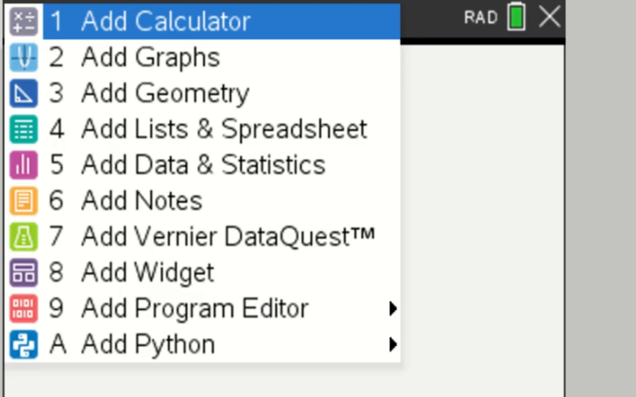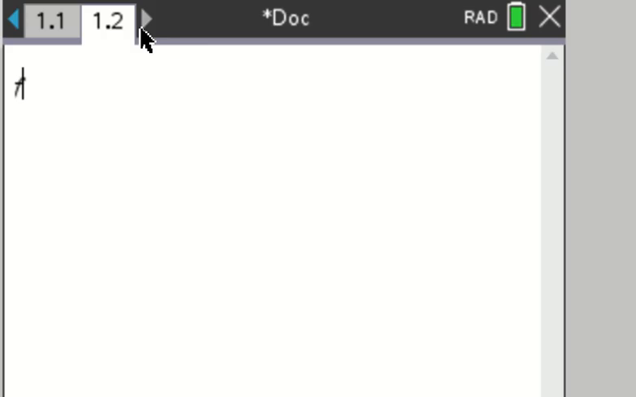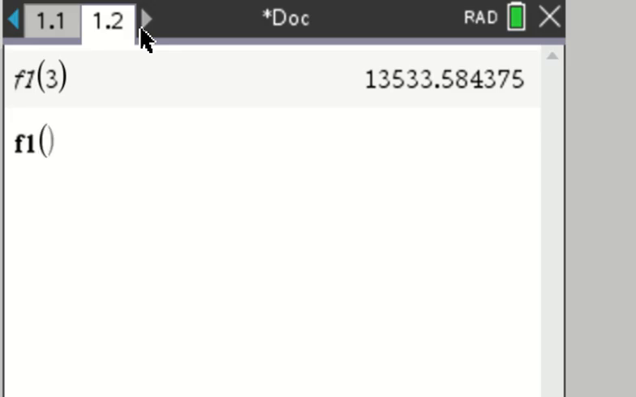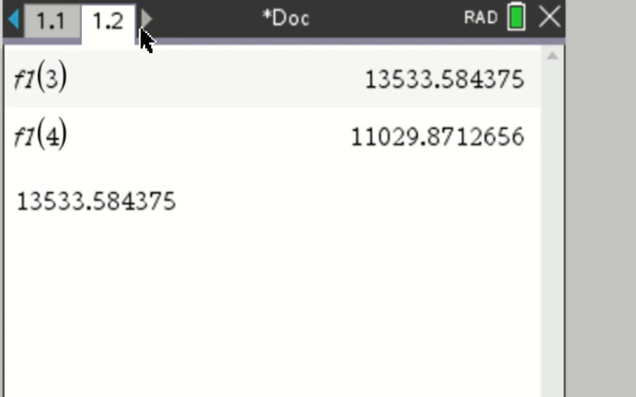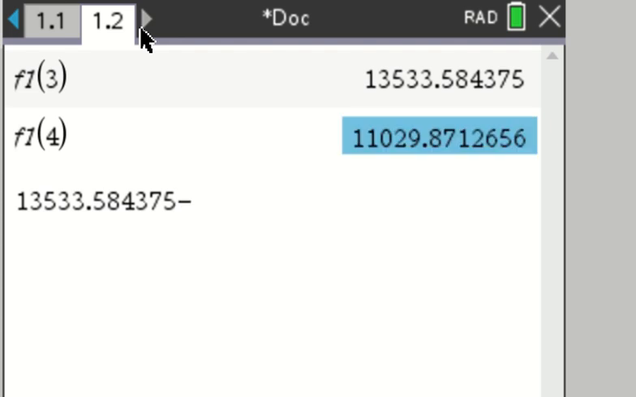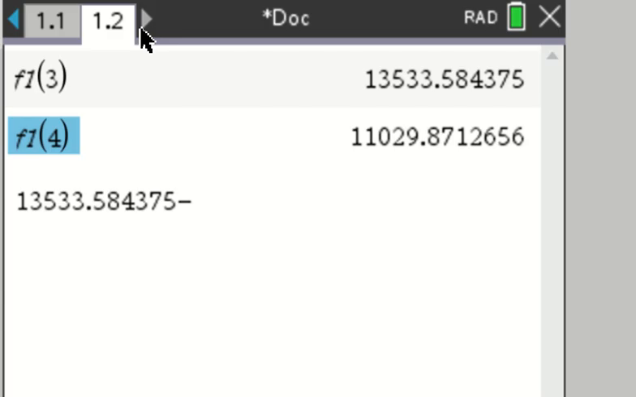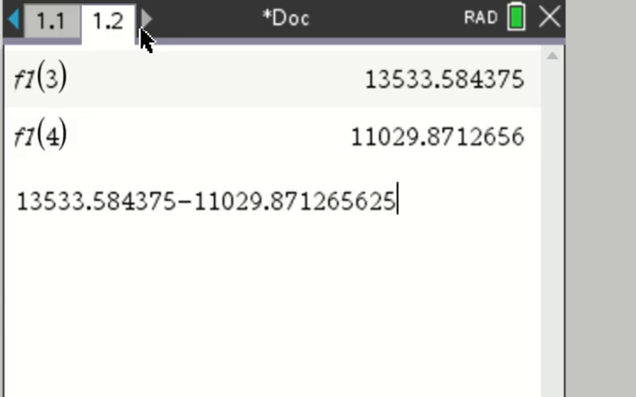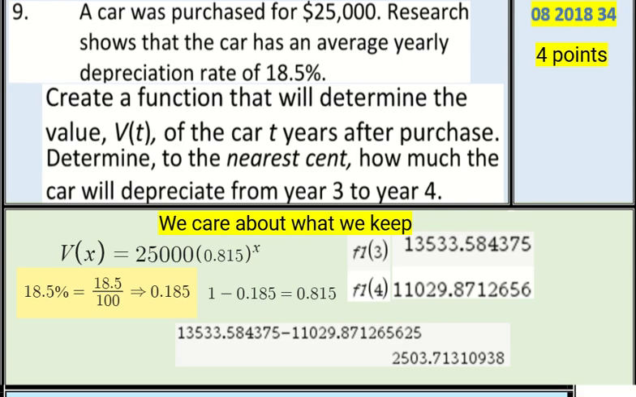Control dot, add a page, and add a calculator. So if I put in F1, that's our function for the depreciation of 3. I get my output. Then F1 of 4. I get my second output. Now, if I want to know the difference, I can go up and steal F1 of 3, subtract, steal F1 of 4, and that's my results.